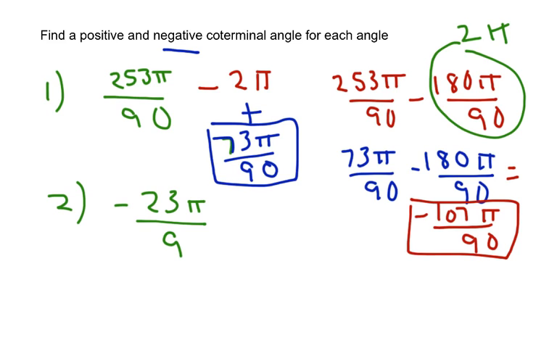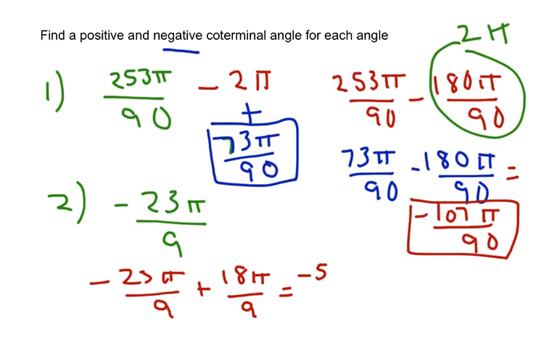For number 2, we're already starting with negatives. So to get a positive, let's see what happens if I add 2 pi. So 23 pi over 9 plus 2 pi, which would be 18 pi over 9. That gives me negative 5 pi over 9. So there's my negative.